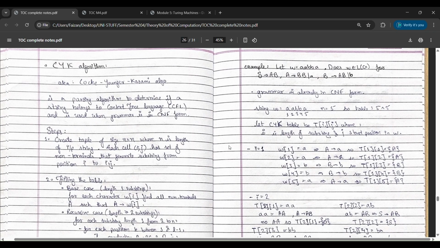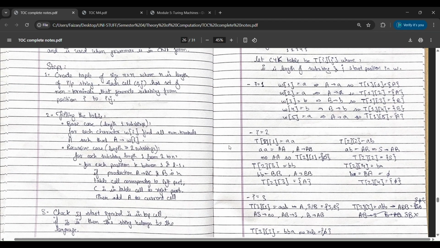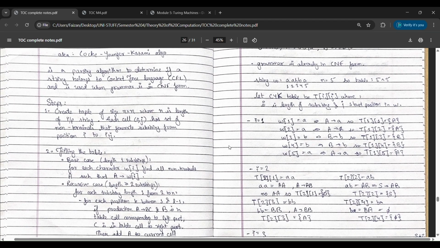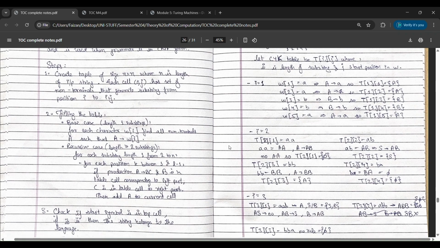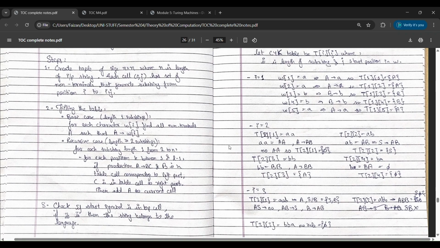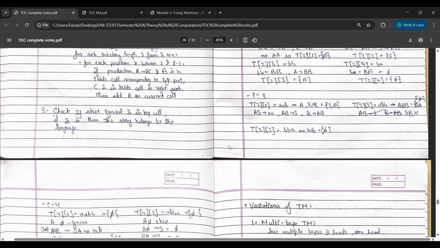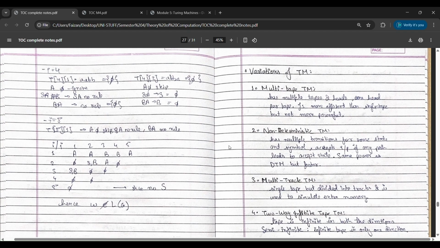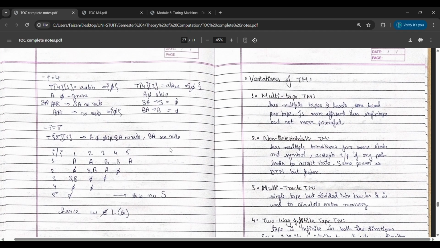The CYK algorithm, again, isn't part of it. I haven't seen any questions on it, so I don't think there is any reason to study this. If you do want to go through it, you could refer to the NISO channel. I'm not sure of the full name of that channel, but they have explained it fine over there.